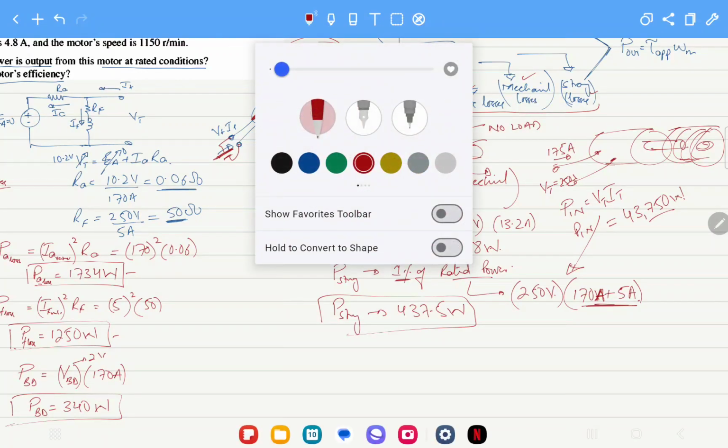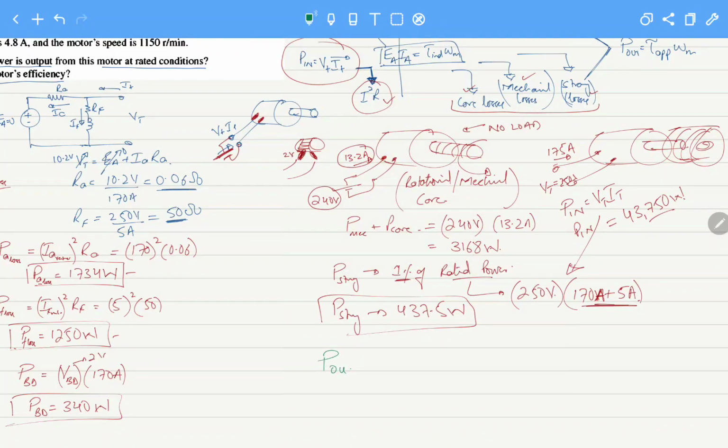So what will be the output power? P output equals P in minus all the losses that we have calculated. So we have the brush drop losses, we have all the copper losses, we have the mechanical losses, P mechanical, and the core loss, and we have the stray loss.